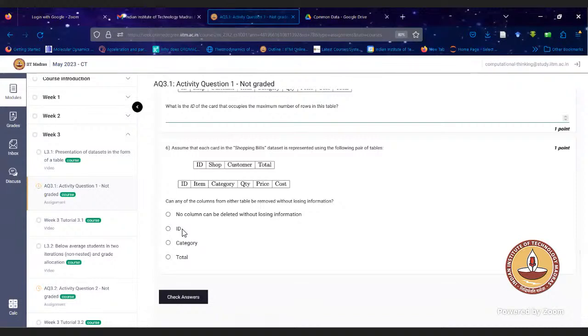Sir, how could it be, sir, total? Yeah, so see, total is what? When you put all of your costs together, you can generate total, right? Yes, sir. But if you remove any of the other features, any of the other columns, you will lose information. You can always construct the information regarding the total from cost and quantity. Cost, quantity, price will give you total easily. So that's why the correct answer is total, sir. Yeah, that is why it is so.